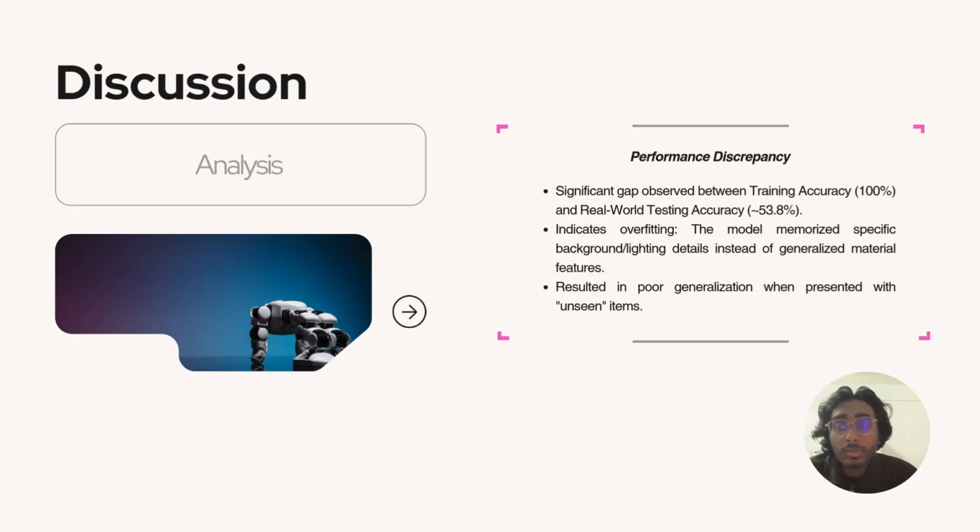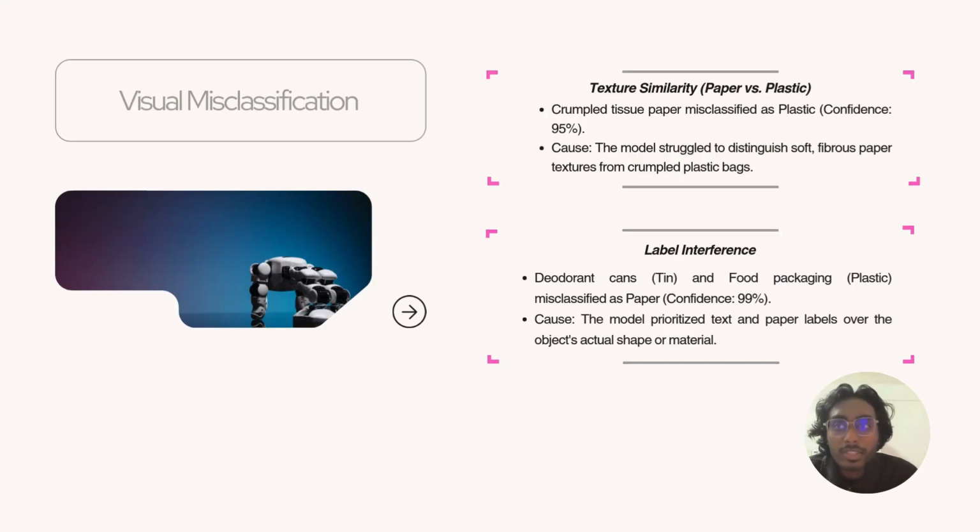First analysis done during the discussion is performance discrepancy. A significant gap observed between training accuracy, that is 100%, and real-world testing accuracy, that is 53.8%, indicates overfitting. The model memorized specific backgrounds or lighting details instead of generalized material features, resulting in poor generalization when presented with unseen items. Next is visual misclassification.